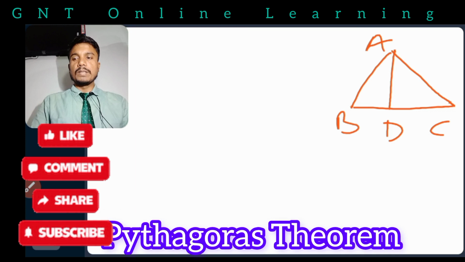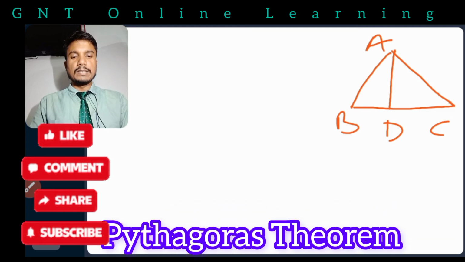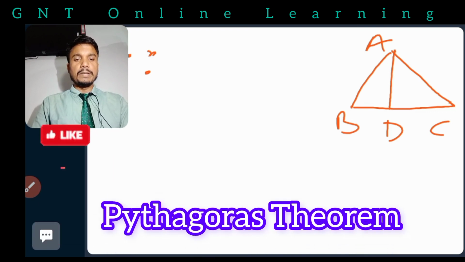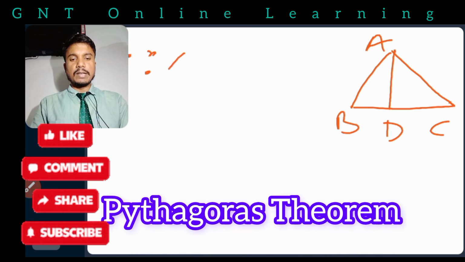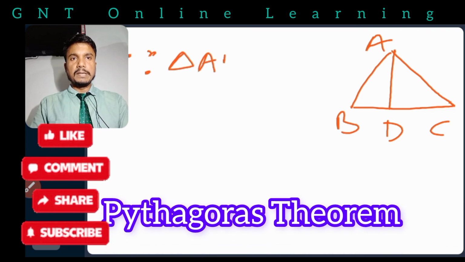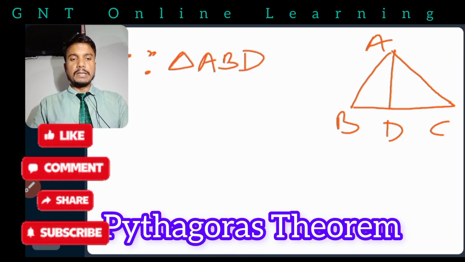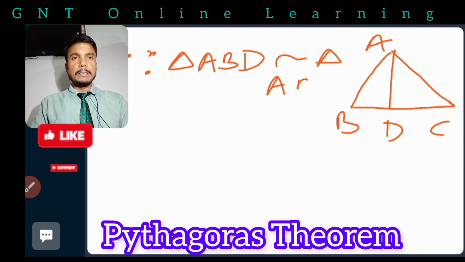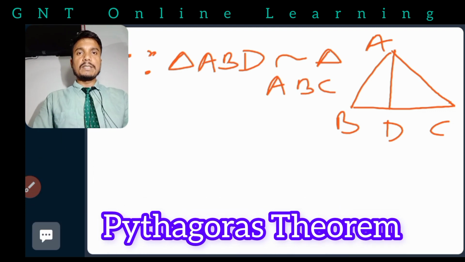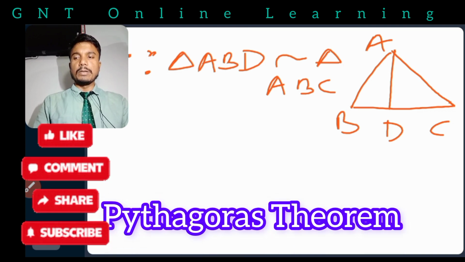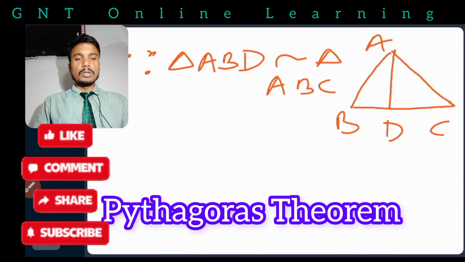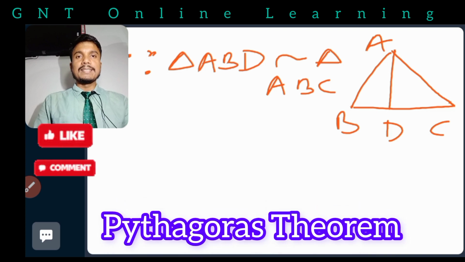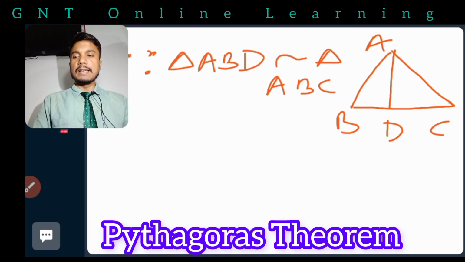Now see, in the part of the solution, since triangle ABD is similar to triangle ABC, now since they are similar, what can we write here? We know that in similar triangles the sides are proportional.